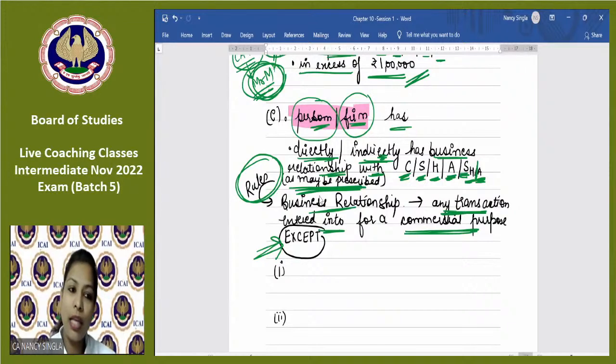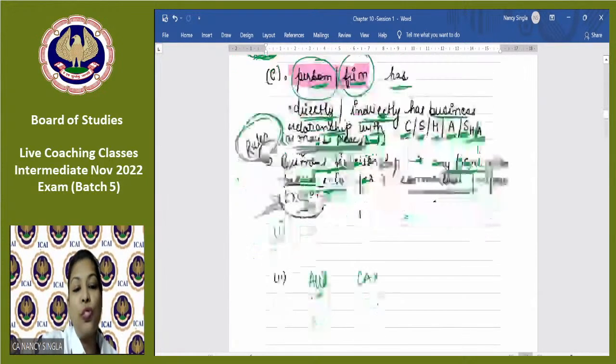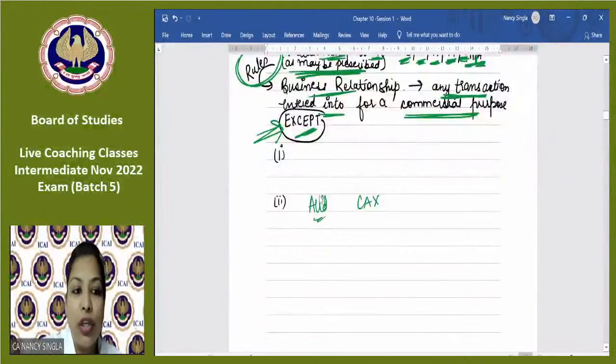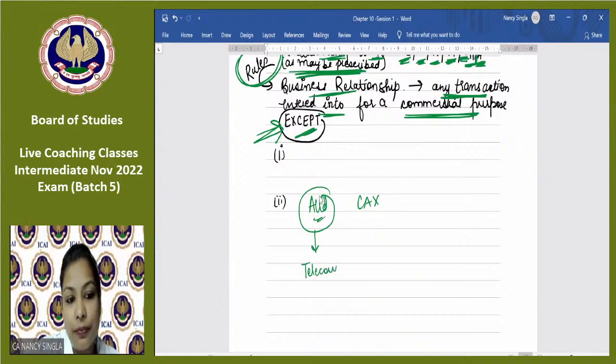ठीक है. Now, except. So, in order to understand these 2 exceptions, let us first take an example. So, let's say my client, just A Limited in our case, and who was the CA, CAX. So, CAX is to be appointed as an auditor of A Limited, and A Limited is a telecom company.